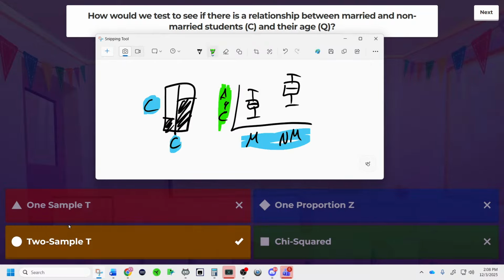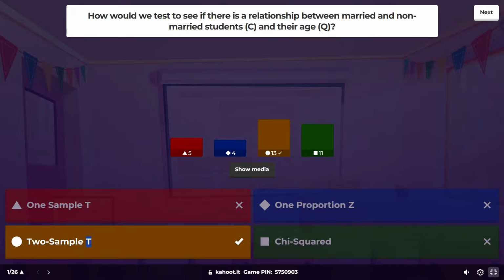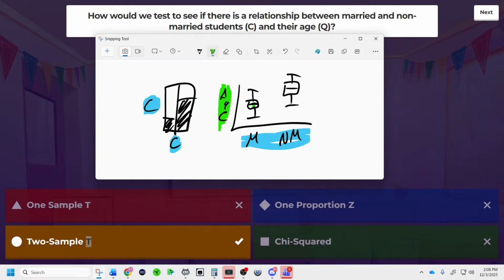But think why it's called a two-sample t-test. Because Mr. T is what? The two-sample t-test, we're going to compare the means. So you compare the mean for this one versus the mean and do a comparison of mu married versus mu not married. So the two-sample t-test has a categorical and a quantitative.